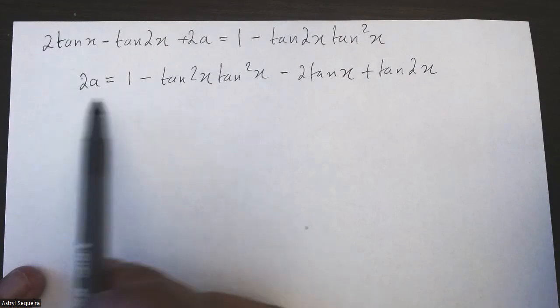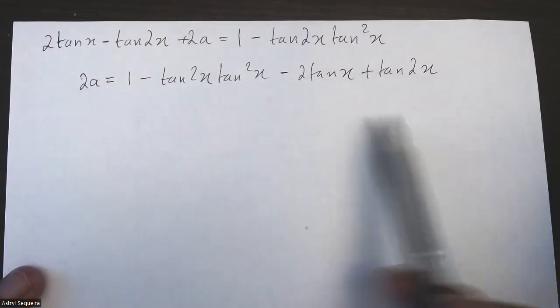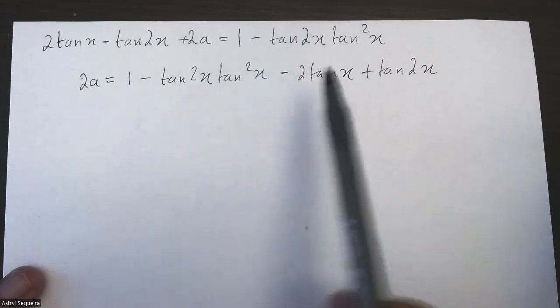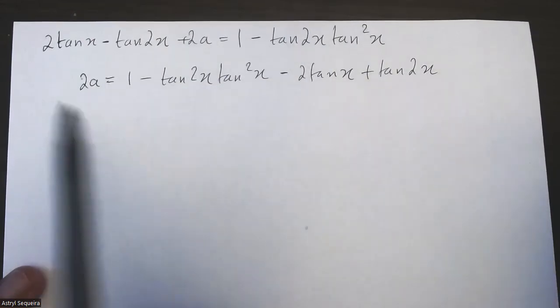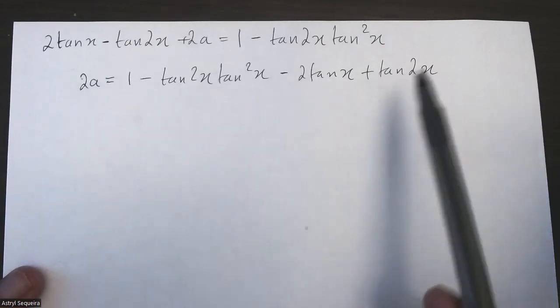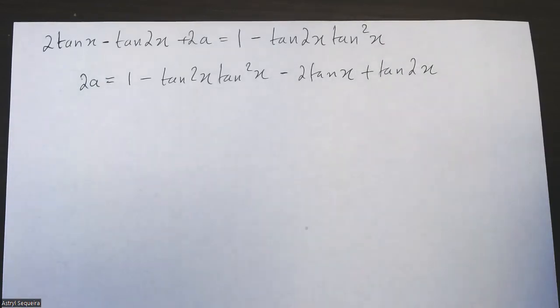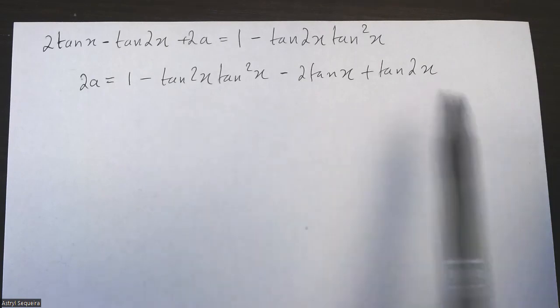Now, before I divide both sides by 2, I want to simplify this side first here because I know that all of this should just turn into some kind of number. And then I'm just going to divide both sides by 2. So it's going to be that number divided by 2. But again, a bit tricky on how to simplify this.